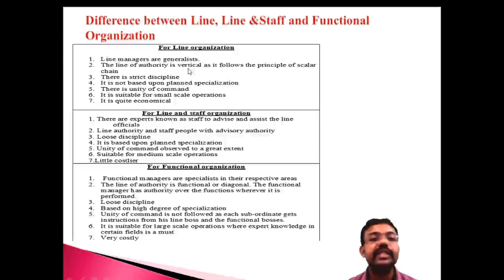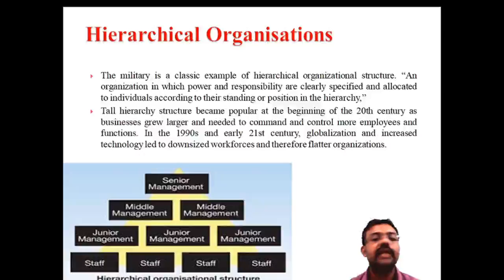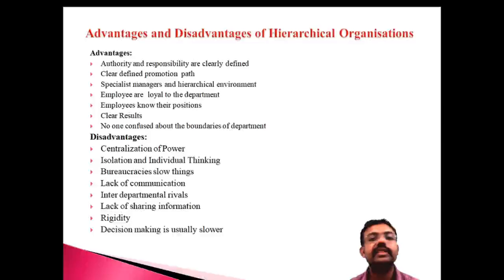And after that, the differences between line and staff and functional organization. There are 7 important differences between them. This is the basic difference between the line and staff and functional organization. And after that, the organization models: there are 5 categories: hierarchical organization, flat organization, flat hierarchy, and holacratic organization. We discussed the 2 important models. The hierarchical organization is an authority and responsibility format of the organization, with advantages and disadvantages.